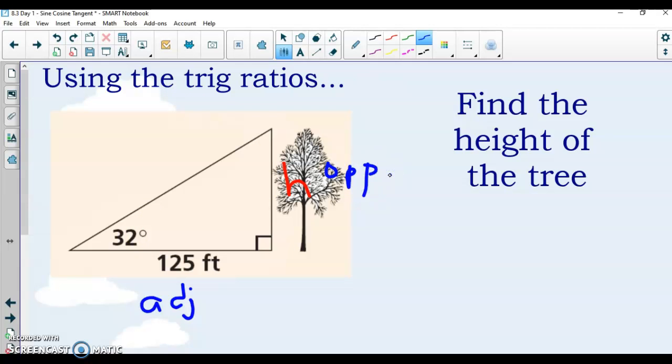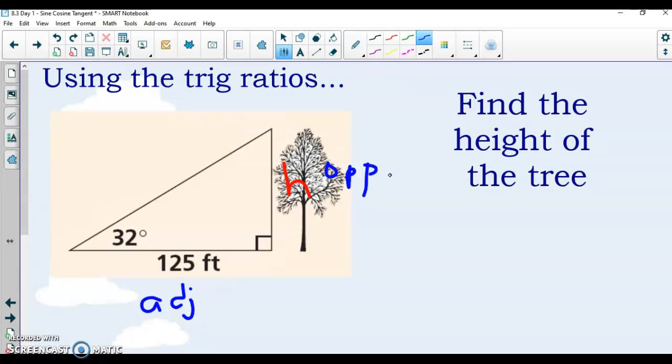Then we go back to our phrase SOHCAHTOA, or we think about our trig ratios, and we ask ourselves, which one compares the opposite leg to the adjacent leg? Or in SOHCAHTOA, where do you see O and A show up? It's with tangent, and tangent is set up as opposite leg over adjacent leg. So our next step is to set up that equation.